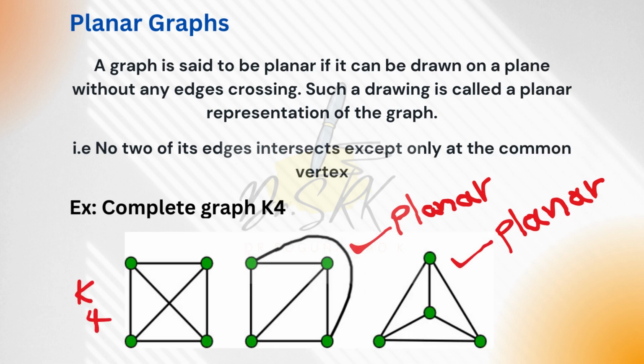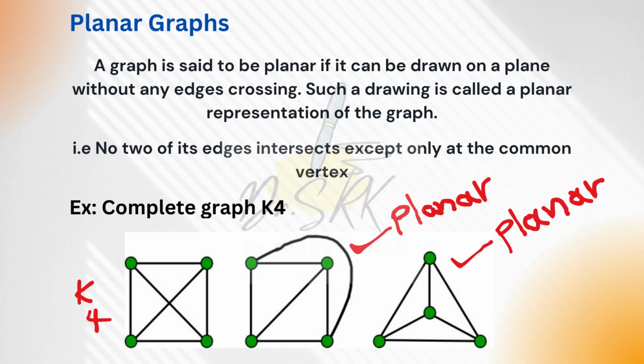Let us start with the definition of planar graph. A graph is said to be planar if it can be drawn on a plane without any edges crossing. Such a type of drawing is called a planar representation of the graph. That means no two of its edges intersect except only at the common vertex.